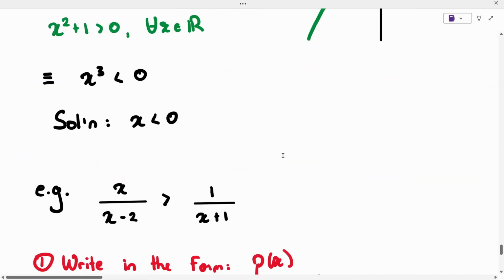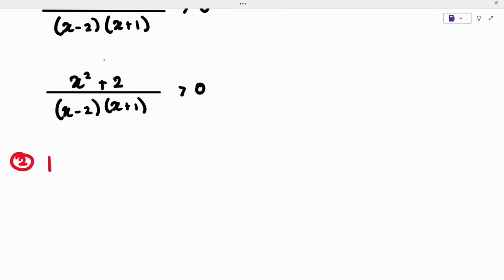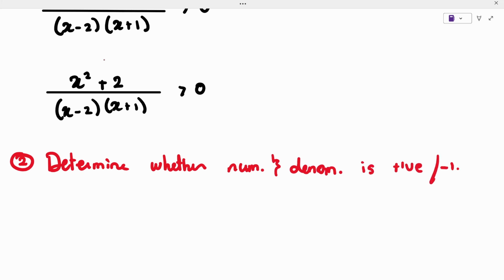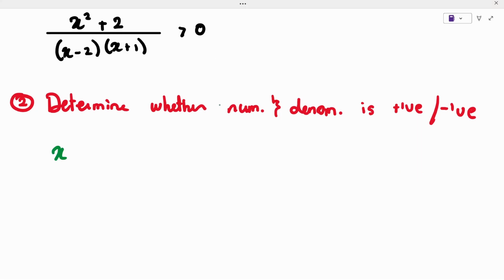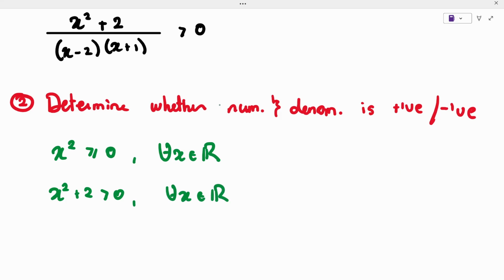So what we need to do now is see which case we are dealing with here. Maybe I'll write step 2, determine whether the numerator and the denominator is greater than 0 or less than 0, positive or negative, right? So what do we have here? Just like the previous example, x squared is greater than or equal to 0 for all real values of x. So x squared plus 2 is definitely greater than 0. That is for sure a true statement. So in this case, our numerator is greater than 0.